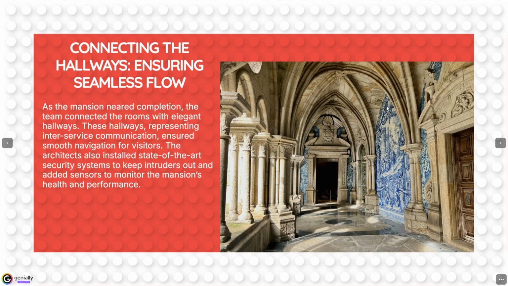As the mansion neared completion, the team connected the rooms with elegant hallways. These hallways, representing inter-service communication, ensured smooth navigation for visitors. The architects also installed state-of-the-art security systems to keep intruders out and added sensors to monitor the mansion's health and performance.